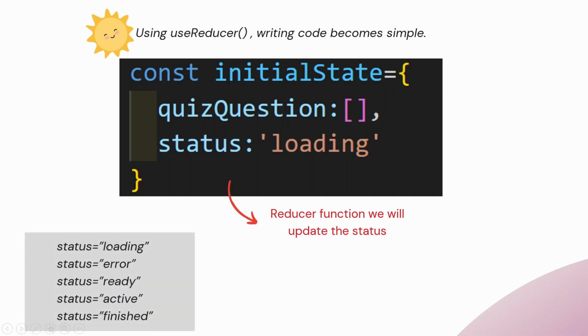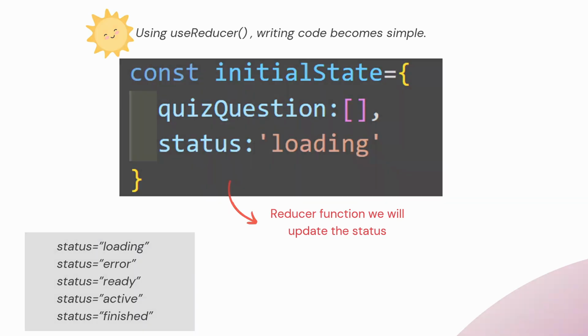So here we are having status is equal to loading, status is equal to error, status is equal to ready, status is equal to active, and status is equal to finished. So inside this reducer, we are only going to update our status, and based on the status value, we are going to render different components.